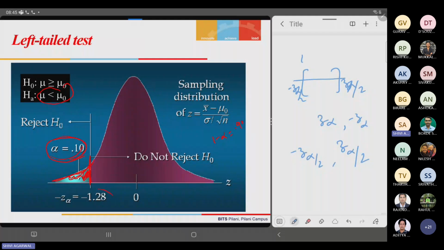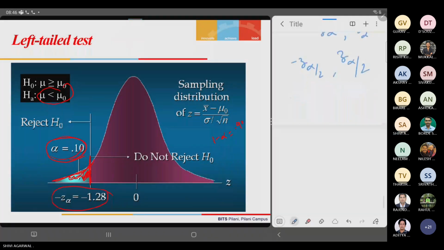So we are finding Z 0.10 with minus sign. So that is coming minus 1.28. Okay, that is coming minus 1.28. So after that, we calculate the Z value here. Z is equal to x bar minus mu naught upon sigma upon root n. And then we can just check that this Z lies in the critical region or not. If it lies, then we reject H naught. Otherwise, we fail to reject H naught.